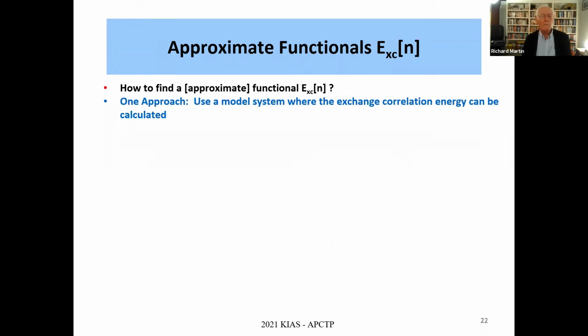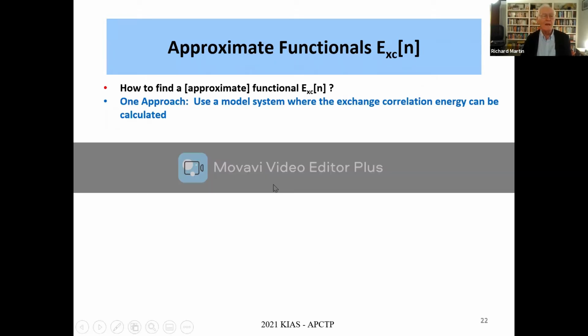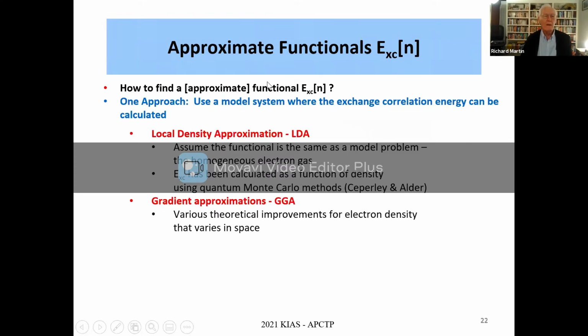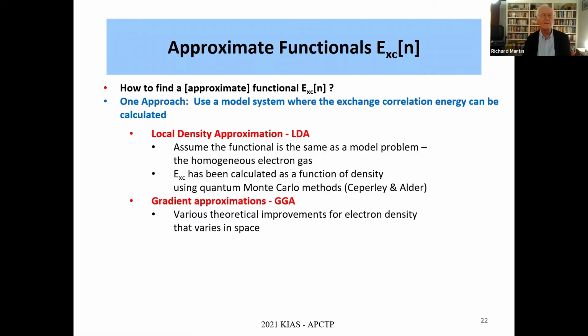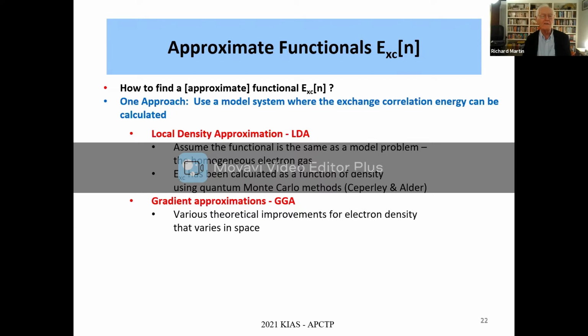One approach is to find a model system where we know the result for the exchange and correlation, and then use it in the systems that we care about. That was the approach of using the homogeneous electron gas that was suggested in the original paper of Kohn and Sham. The local density approximation is to assume that at each point there's a contribution to the exchange correlation energy that's the same as if an electron was in a homogeneous gas with the density at that point.